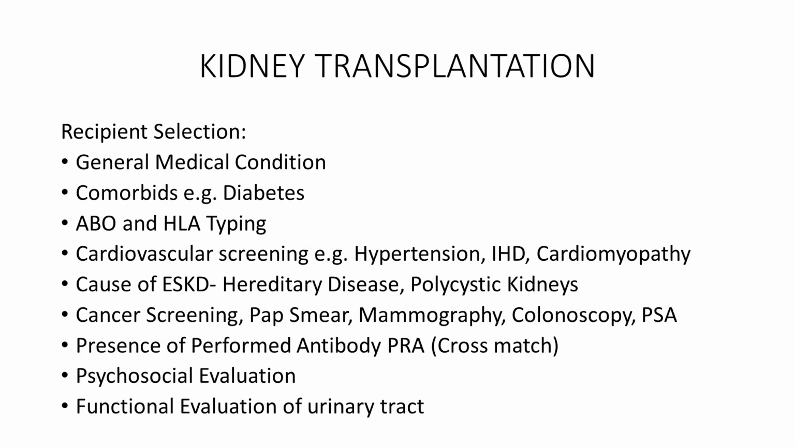Recipient selection: general medical condition of the recipient, he should be in relatively better medical condition. Previously, they used to refuse transplantation to diabetics, but if the diabetes is well controlled, yes, now transplantation is offered to them. In fact, in diabetic patients, kidney and pancreas transplant is the ideal treatment. ABO and HLA typing is very essential. Cardiovascular screening for hypertension, ischemic heart disease, cardiomyopathy. Hereditary disease and polycystic disease, yes, you have to screen for that. Screening for cancer is important: Pap smear, mammography, colonoscopy, and prostate cancers.